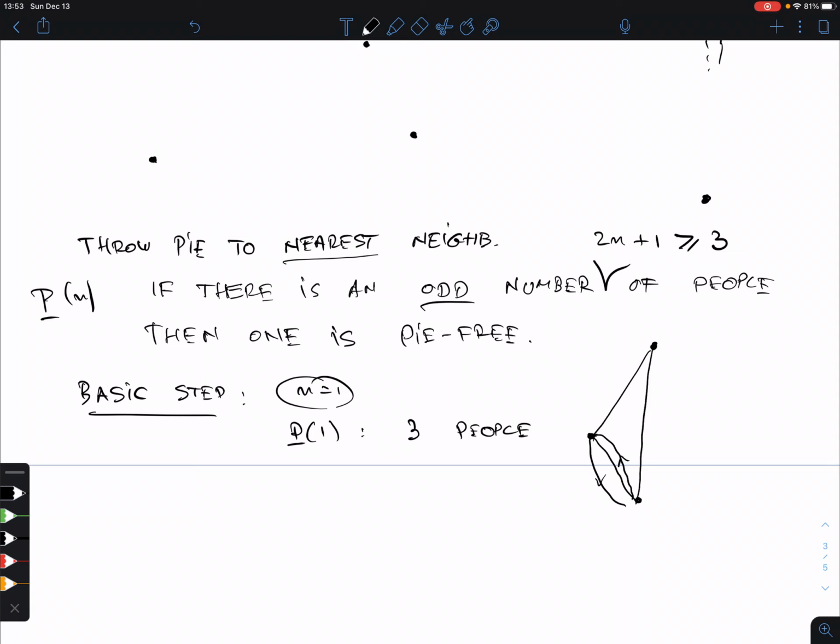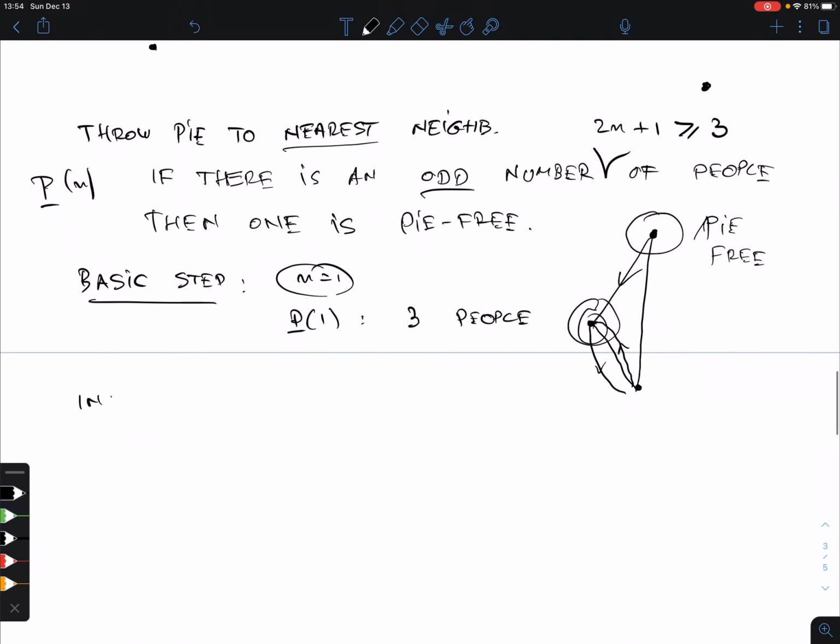Okay? What is happening with the third guy? Well, he's going to throw to the one who is nearest to him, but nobody is throwing at him. So he will be pie free. Some guy gets 2 pies, namely this guy, because in this case he's the closest by. But we're not talking about that. We are talking about somebody who's not getting a pie. So for 3, it is correct.